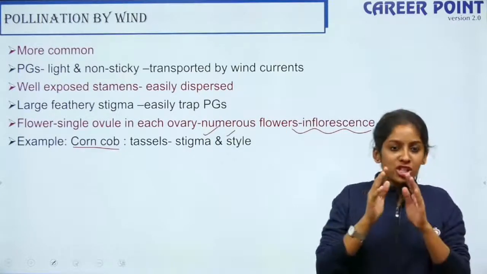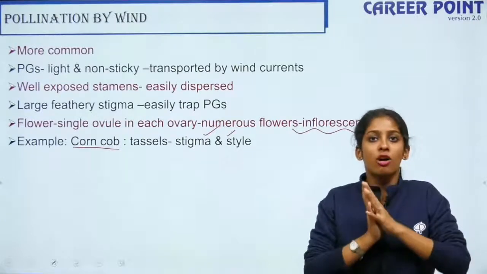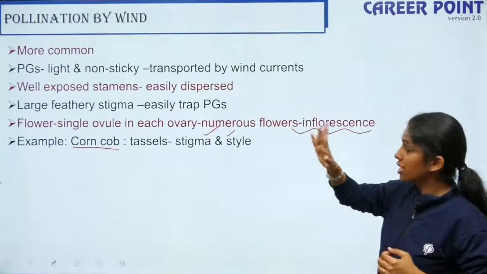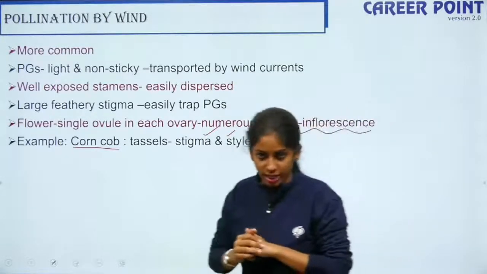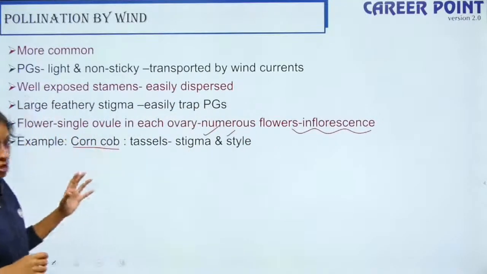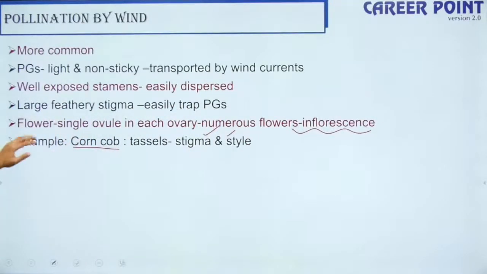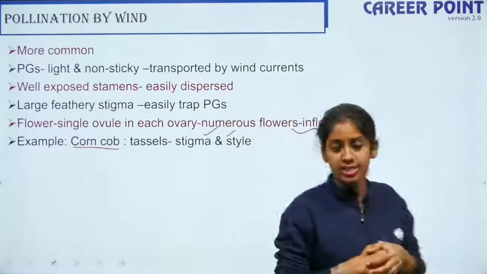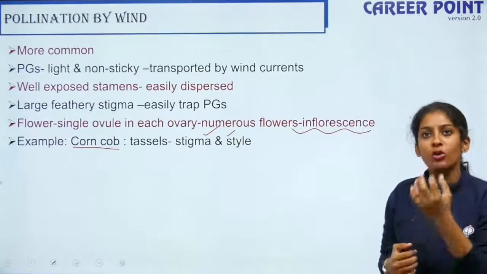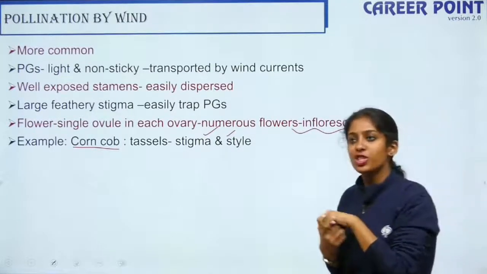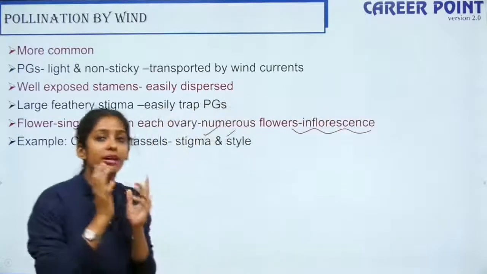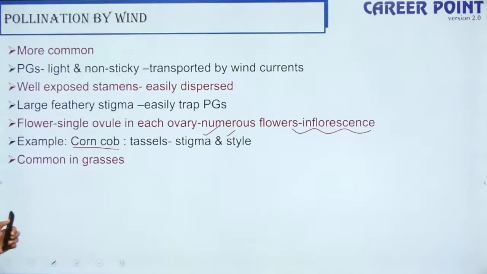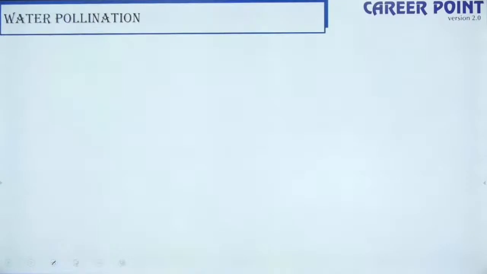Once again, pollination by wind has certain criteria for your pollen grains as well as for your stigma. Your pollen grains have to be light and non-sticky and be transported by the wind currents. Your stamens should be well exposed so that the pollen can be easily dispersed. It should have a large and feathery stigma so that it can easily trap your pollen grains. Your flower should have a single ovule inside a single ovary, and there should be numerous flowers of the same type in the form of an inflorescence. An example of anemophily is your corn cob. This is also common in the case of your grasses.